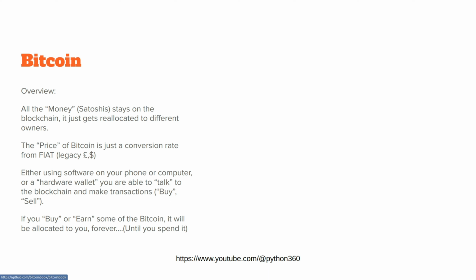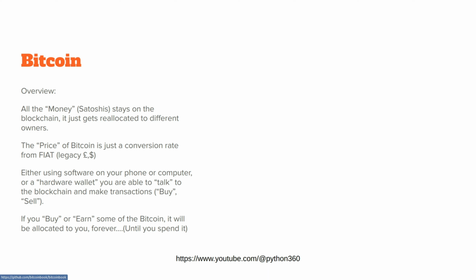So, either using software on your phone or a computer or a hardware wallet, you'll be able to talk to the blockchain and make transactions. You can buy Bitcoin, sell Bitcoin, or parts thereof. 1 Bitcoin does not really exist. You're always swapping parts of. So Satoshis are the smaller unit, and you exchange those with transactions, which we'll look at shortly.